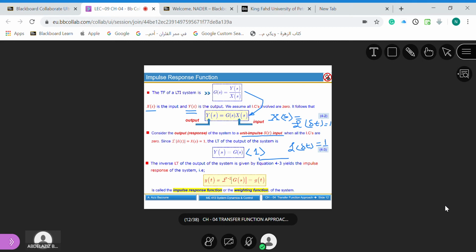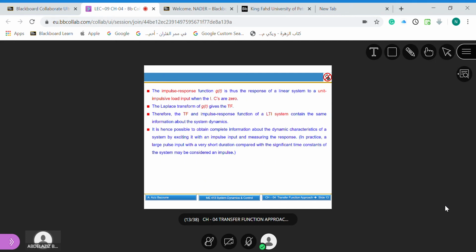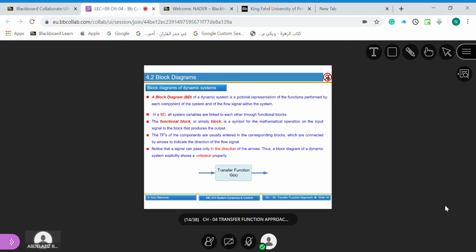So we can say y of t, the inverse Laplace transform, is simply equal to the inverse Laplace transform of G of s, which is called g of t, since the Laplace transform of the input is equal to 1. This one we already completed.